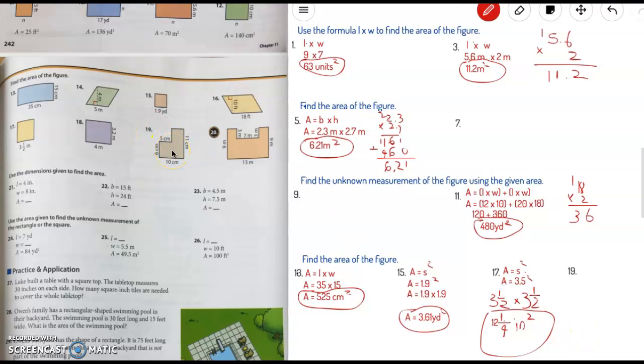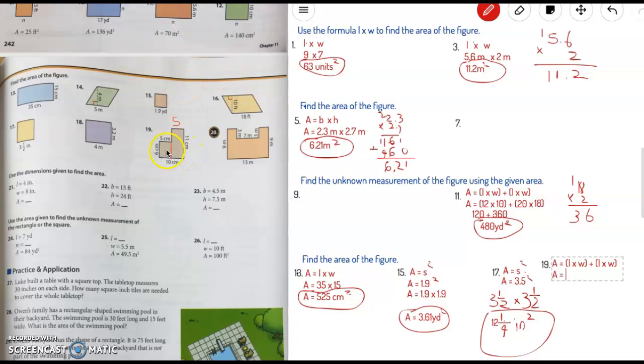19. We got some complex figures, so let's divide them into shapes. If I divide them into 2 rectangles, this one we're going to be doing 6 times 5. What about here? We're going to be doing 11 times 5. Very good. Because we're going to do the same thing as before. We're going to do 10 minus 5 to get this. Okay? That being said, let's write down the formulas here. A equals length times width plus length times width.